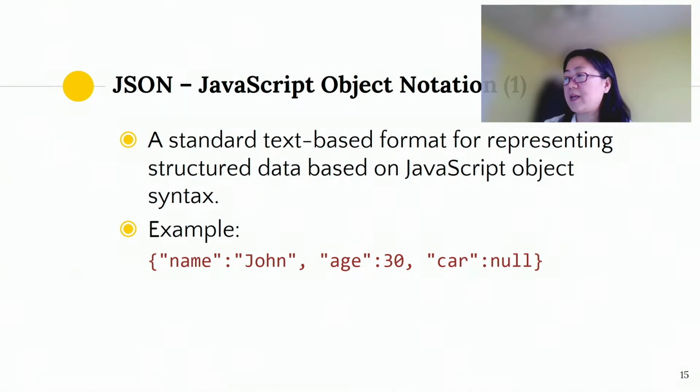So here is a simple example. We can see the curly brackets wrapped all the content, and we have three key value pairs here. The keys are name, age, and car. The values are John, 30, and null.